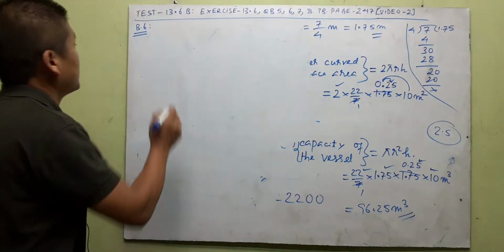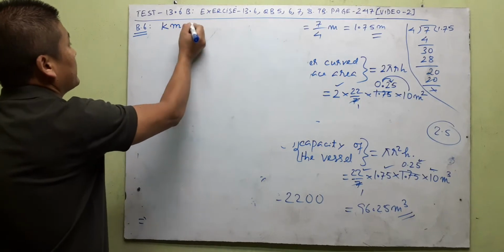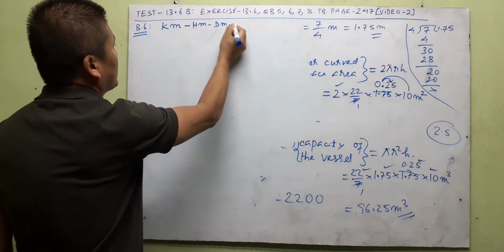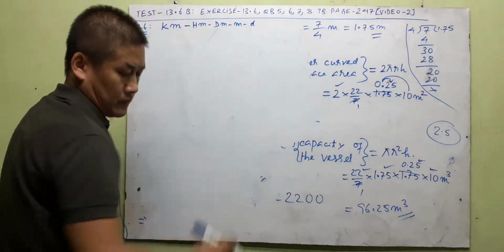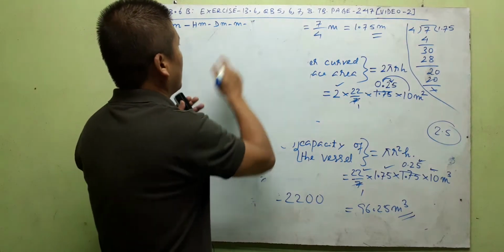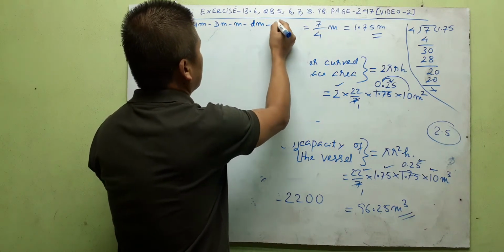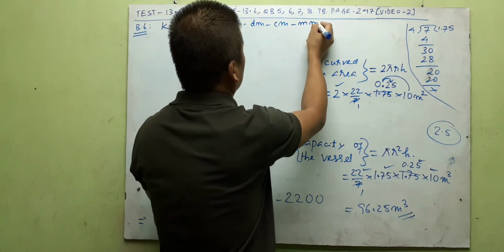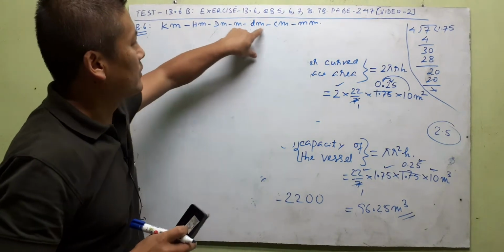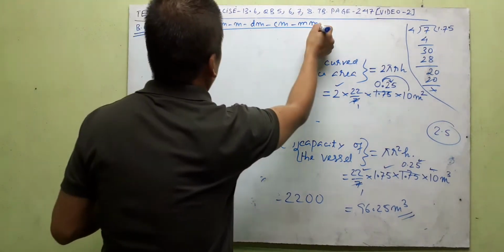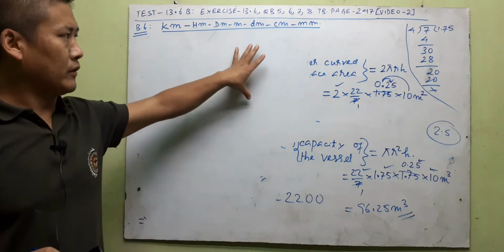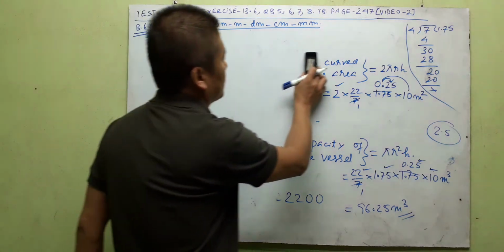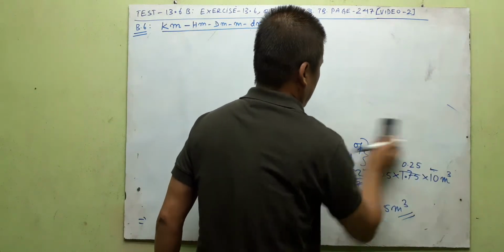Right before you start this, remember the length conversion that we have been doing in the previous videos: kilometer, hectometer, decameter, meter, decimeter, centimeter, millimeter. Keep this one because we are going to need these conversion factors every now and then, a good number of times. So we need to keep this in our memory. So let us see what we can do with this.